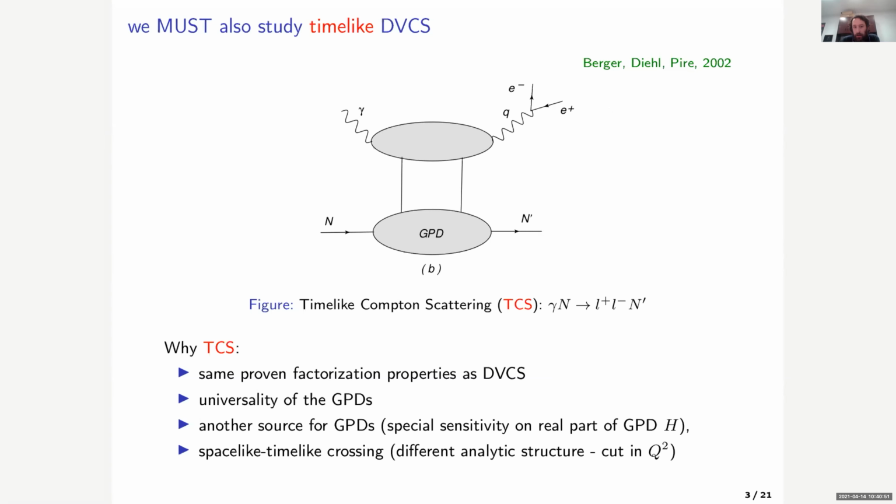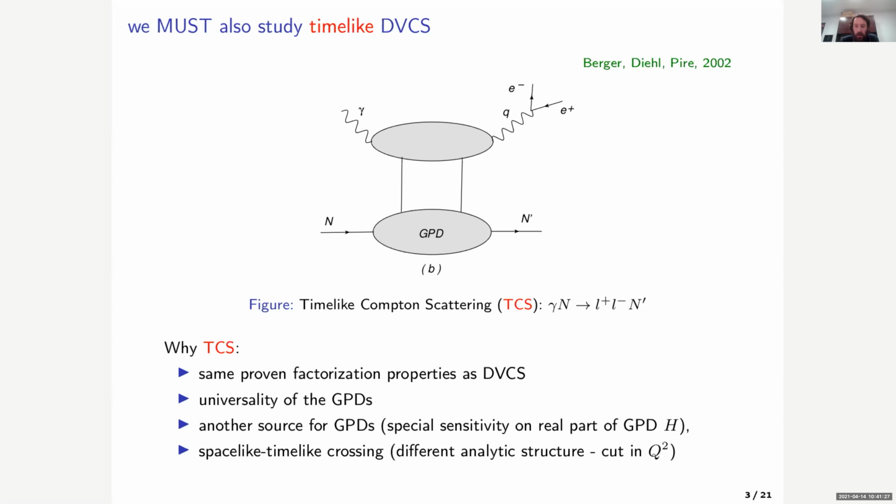process, and I think it's worth stressing that we really need to investigate it. It has the same factorization properties as DVCS. It's a great way to check universality of the GPDs because it does not contain any other non-perturbative things. Everything is the same GPDs and the perturbatively calculated coefficient functions. It is another great source of knowledge about GPDs because it has different sensitivity to different combinations of GPDs.